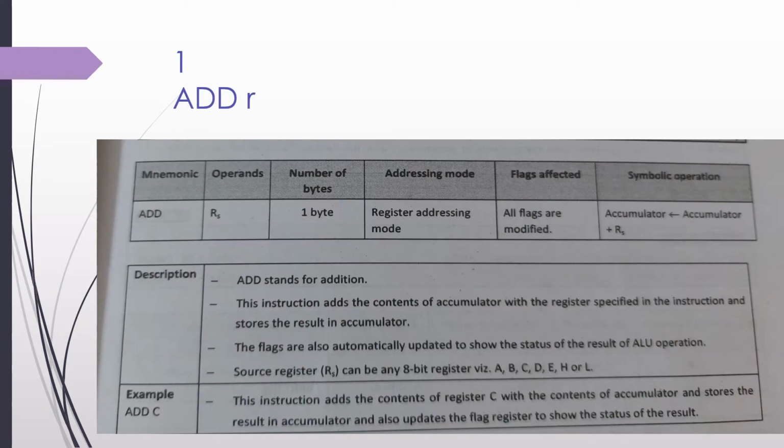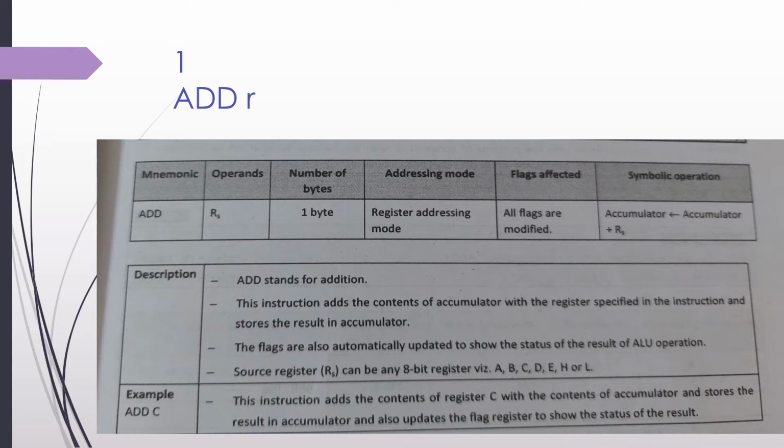Okay, the first instruction that comes under the arithmetic group is ADD R. The meaning of ADD R is: add the contents of the register to the accumulator and place the result back into the accumulator. So that is how it is showing here: accumulator is equal to accumulator plus R. As the operand is a register, the addressing mode of this instruction is register addressing mode, and it is a single byte instruction. Here in this instruction, all flags may be modified.